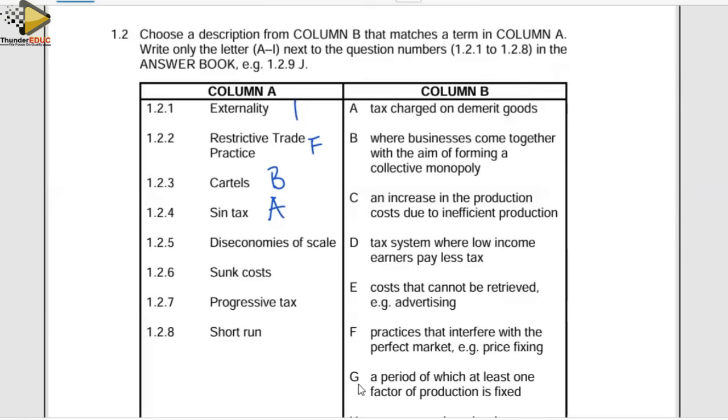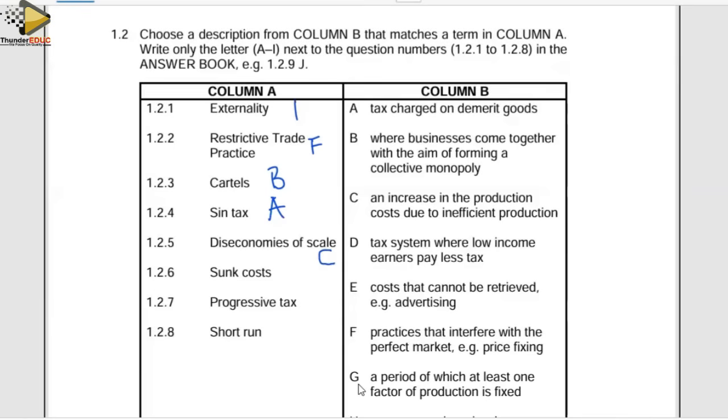Diseconomies of scale, those are the disadvantages of size. If the business gets too big, it will now have an increase in the cost of production. It will experience a rising average cost. So the corresponding response is diseconomies of scale matches with an increase in the production cost due to inefficient production, which is C.